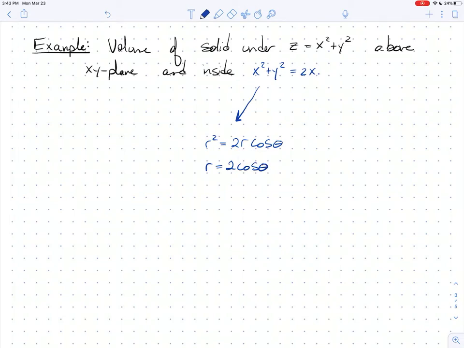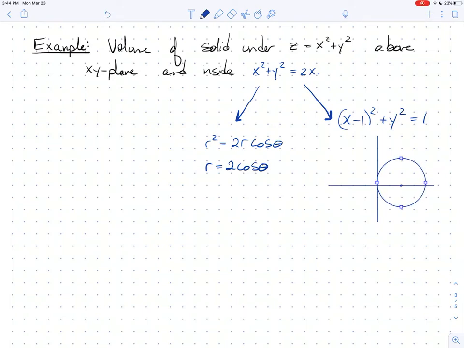And now I can graph that in polar if I want to, or I can be a little bit sneaky and think about my equation back in Cartesian. Pull the 2x across, pull that over, and complete the square, and it's not hard to come up with x minus 1 squared plus y squared equals 1. So this equation is equivalent to this equation, and you know what this one is. This is just a circle centered at (1, 0) with radius 1.